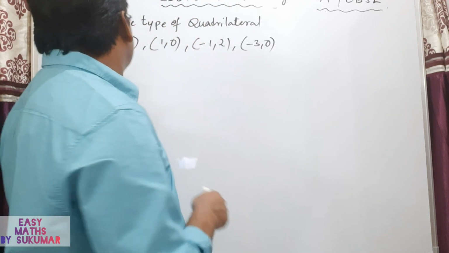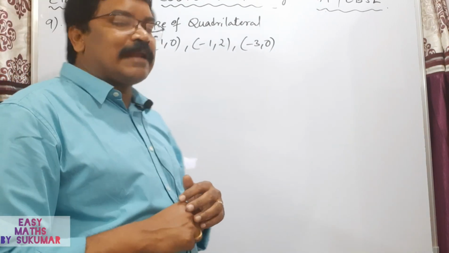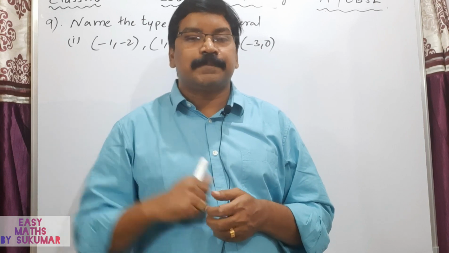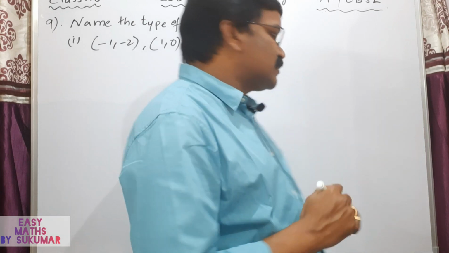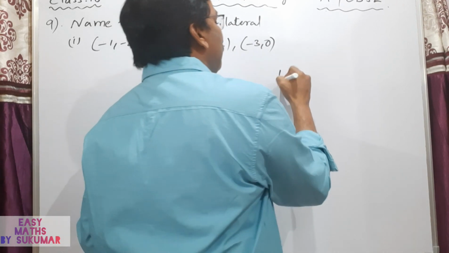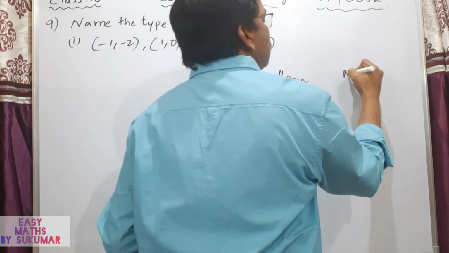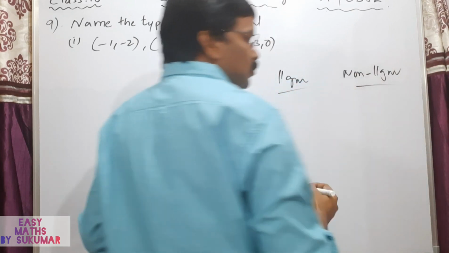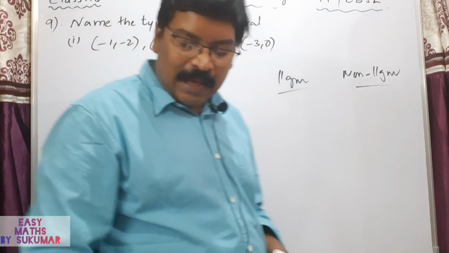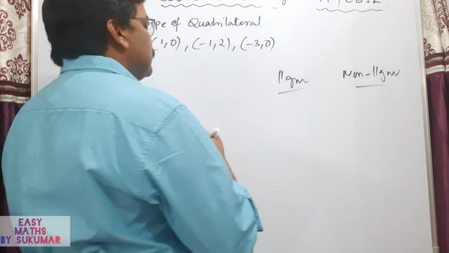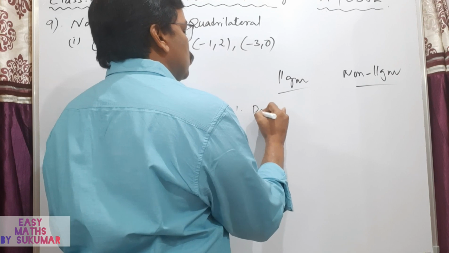See my dear students, here we have to name the type of a quadrilateral. Before we get into this sum, let me revise the properties of quadrilaterals. That means parallelogram type and non-parallelogram. Parallelogram, non-parallelogram. See, in the parallelogram type, what are the types again? Here the first one is parallelogram.